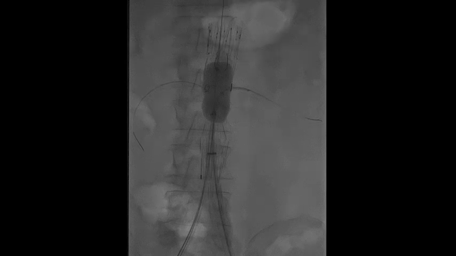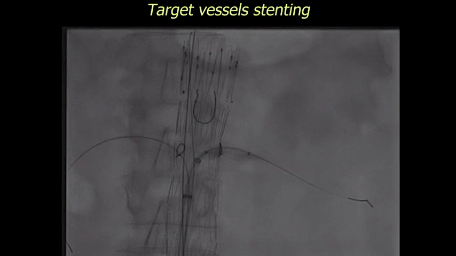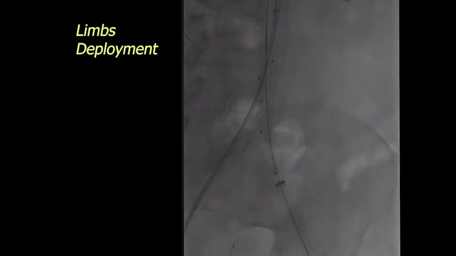Then we use the balloon to achieve a proximal and distal seal, as well as at this time we use the balloon to break the chromic sutures. The target vessels are then stented. Bilateral common iliac limbs are deployed.